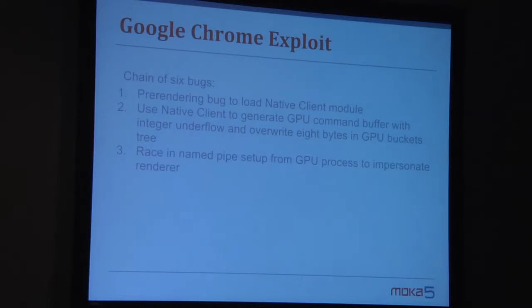Then they utilize a race in the named pipe setup from the GPU process so they can impersonate the renderer in that process. They then chain that to another bug, because there's a bug in the renderer that triggers a navigation to a privileged renderer. The renderer itself is sandboxed, so you can't do much from it. From there, they impersonate the extensions manager. In Google Chrome there's an extensions manager, which has its own renderer with slightly different permissions. They figured out a way to exploit that and then impersonate the extensions manager.